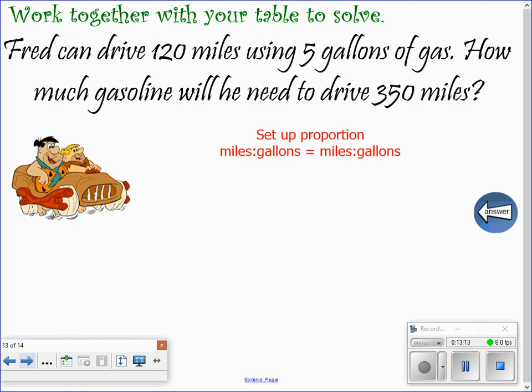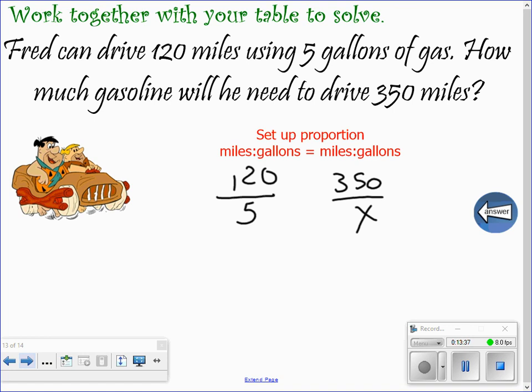Okay, looking at our last example here, we have Fred can drive 120 miles on 5 gallons of gas. So 120 miles over 5 gallons is the first ratio. How much gasoline does he need to go 350 miles? So 350 miles, since we put miles on the top in the first one, goes in the top here. And then we can solve our proportion.